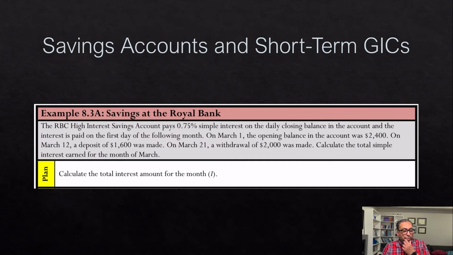So here is an example. The RBC high interest savings account pays 0.7% simple interest on the daily closing balance in the account, and the interest is paid on the first day of the following month. On March 1st, the opening balance in the account was 2,400. On March 12th, a deposit of 1,600 was made, and on March 21st, a withdrawal of 2,000 was made. Calculate the simple interest for the month of March.